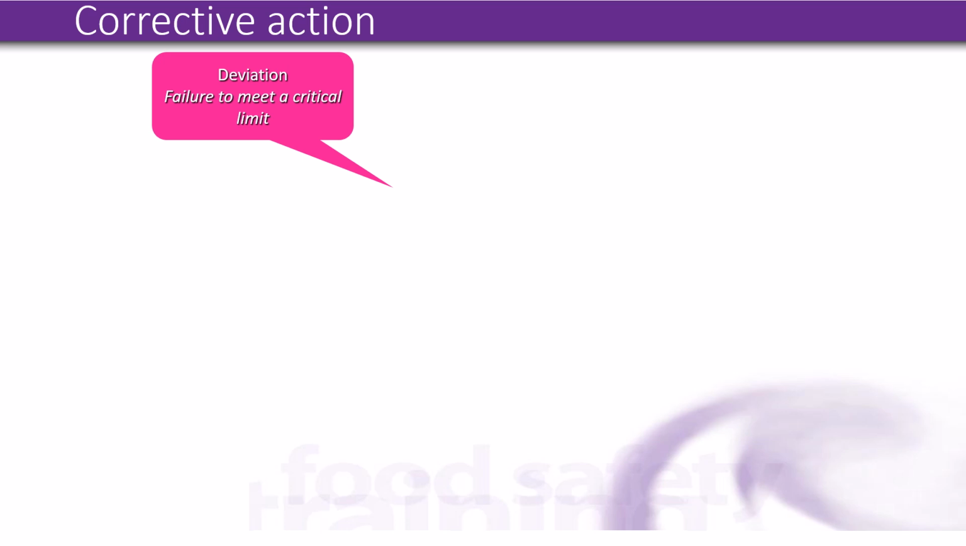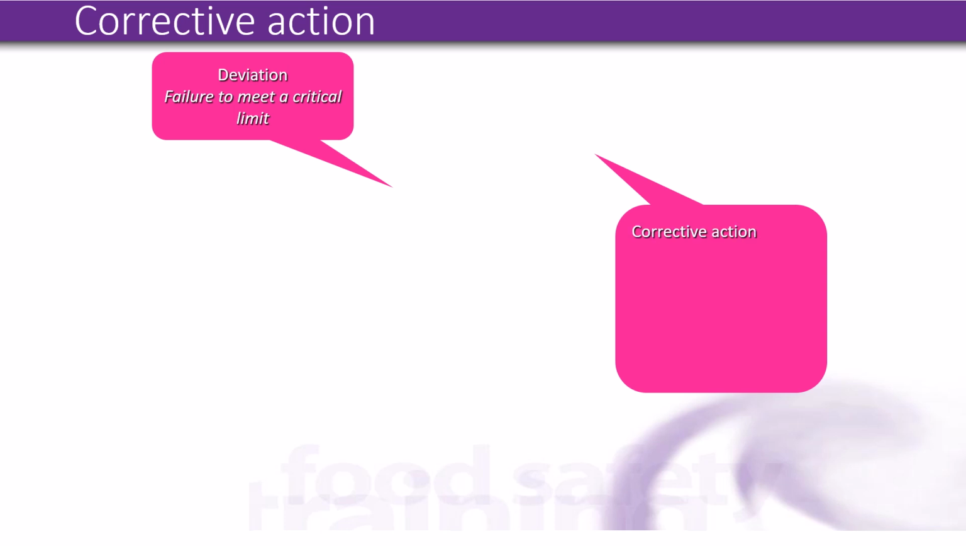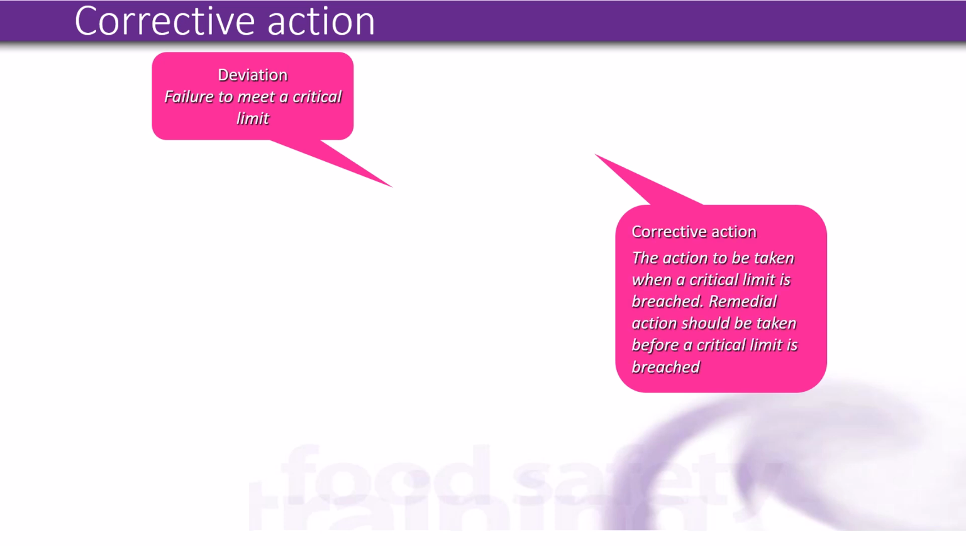So corrective action, let's have a look at some definitions. A deviation is a failure to meet a critical limit. A corrective action is the action to be taken when a critical limit is breached. Remedial action should be taken before a critical limit is breached. Corrective action should bring the CCP under control and deal with any affected product.